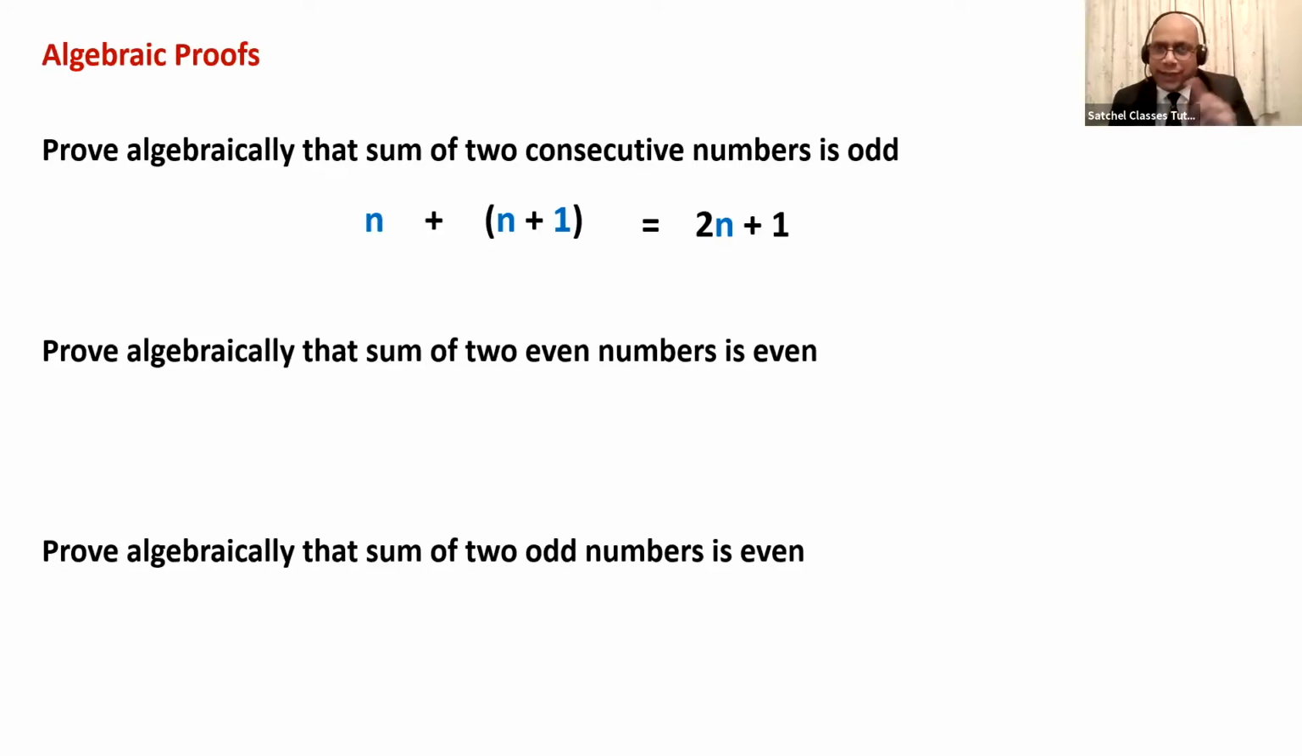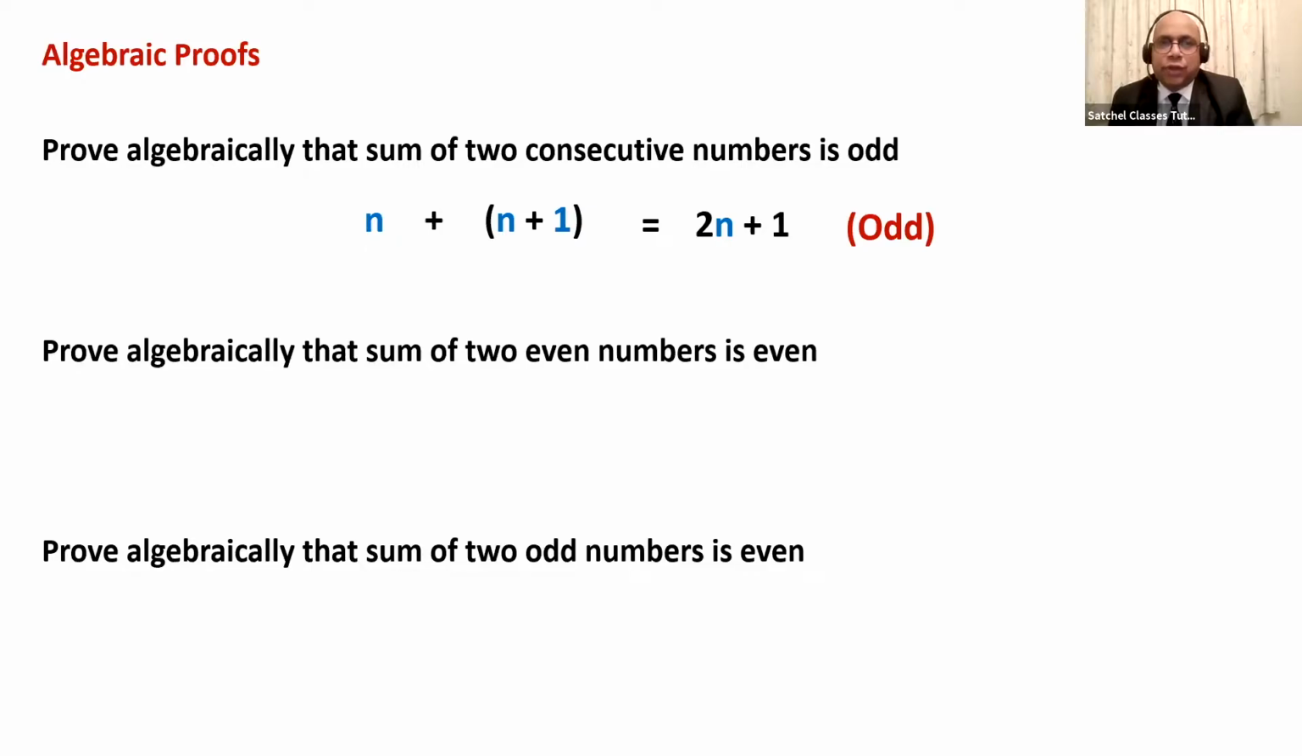And if you look at it carefully, 2n is an even number. It's a multiple of 2, right? Plus 1 will make it odd. So hence we have proved that two consecutive numbers when added gives you an odd result. Simple as that.